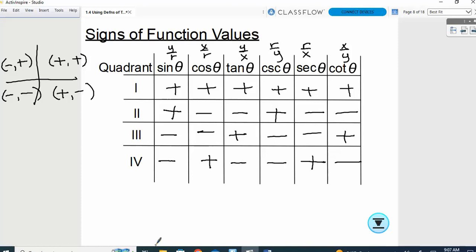So we can notice a few things. Each of our trig functions is positive in 2 quadrants and negative in 2 quadrants. A shortcut for remembering this.